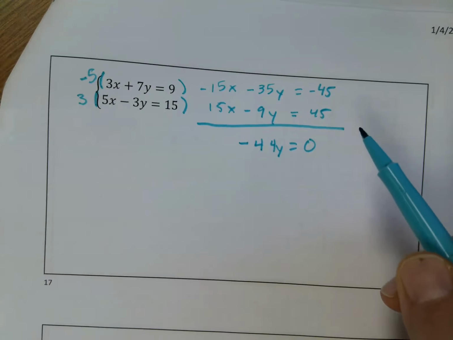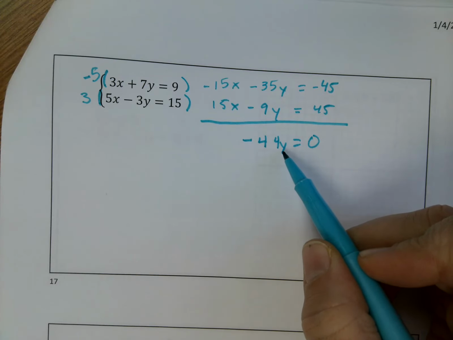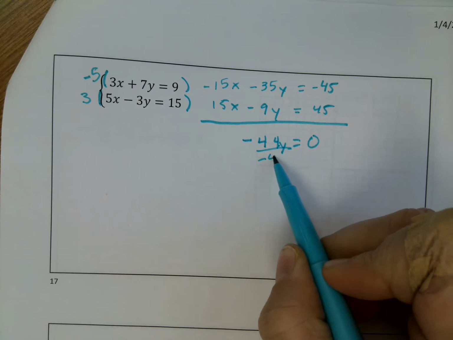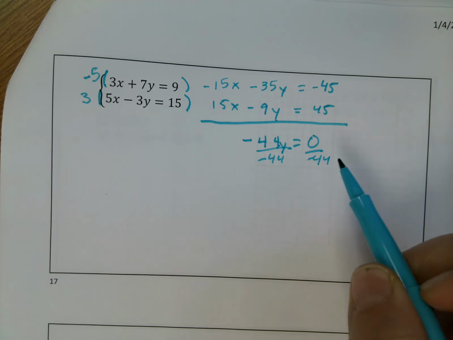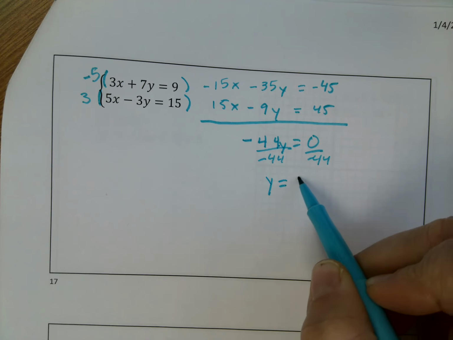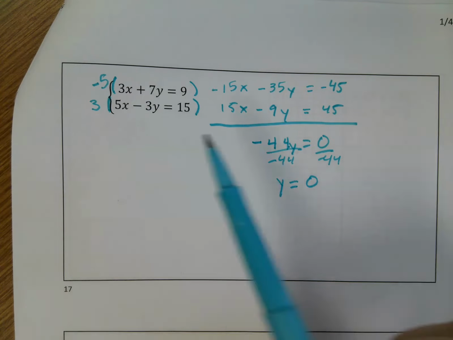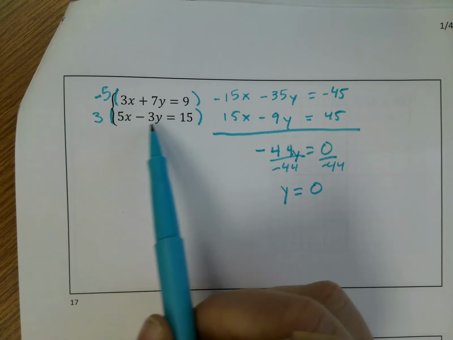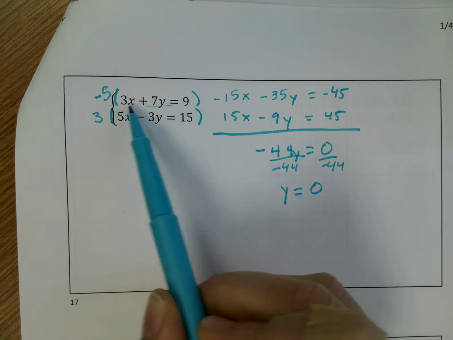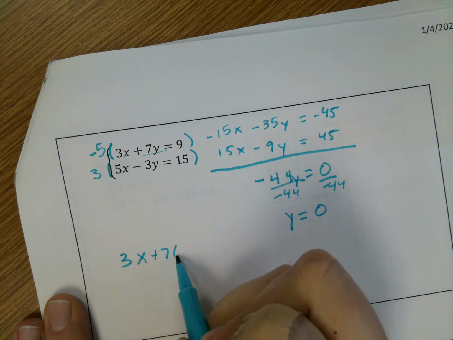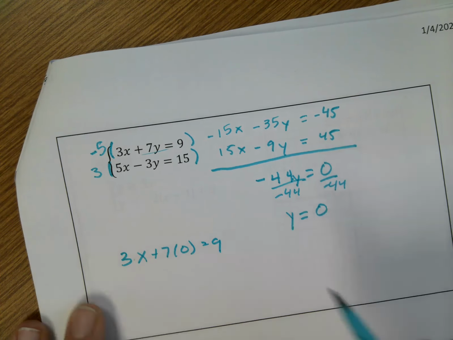This is not no solution because I still have my y here. So I can still solve for y. So the opposite of multiplying would be dividing. I'm going to divide both by negative 44. So y is equal to 0. Now I plug that back into one of my two equations. I'm going to plug it back into this equation. No reason other than it's going to be easier for my brain to solve.